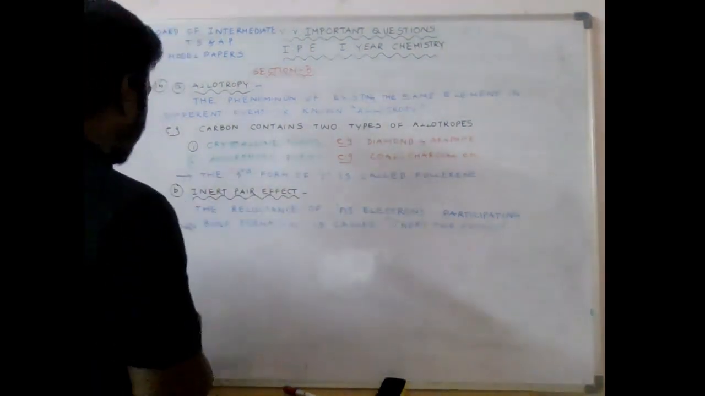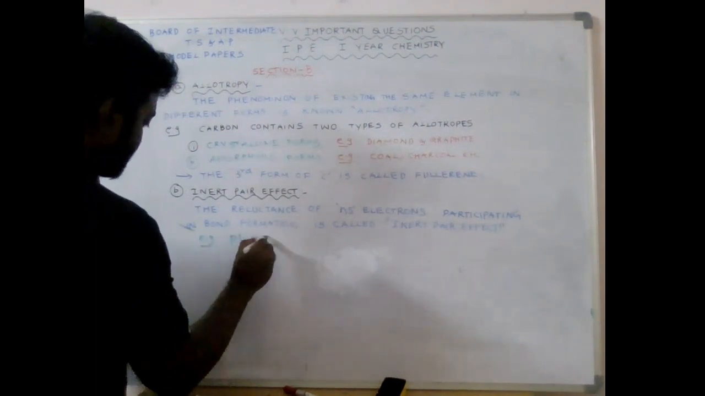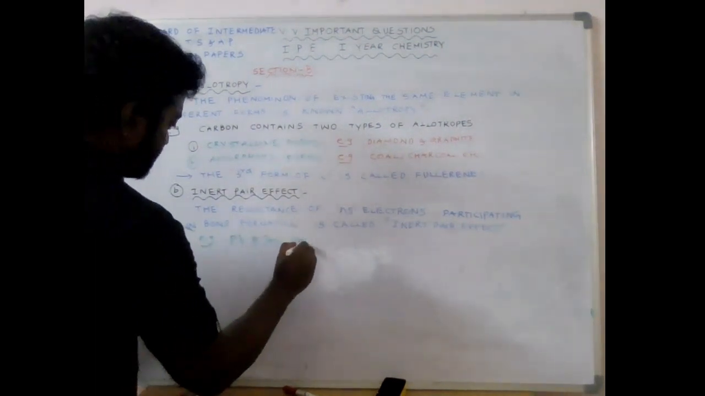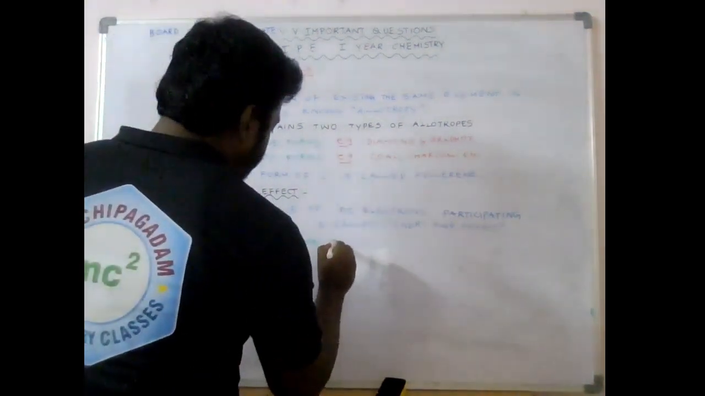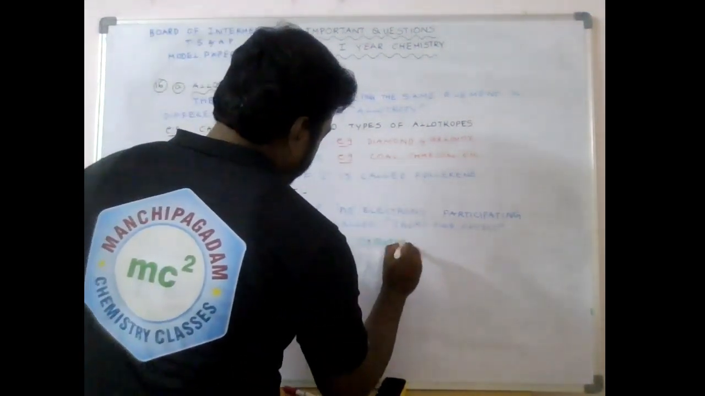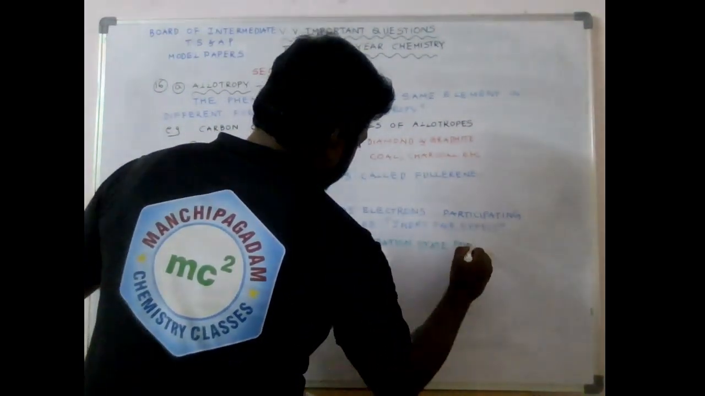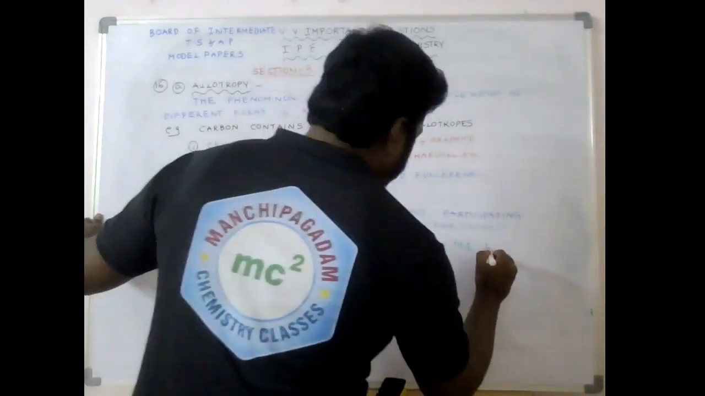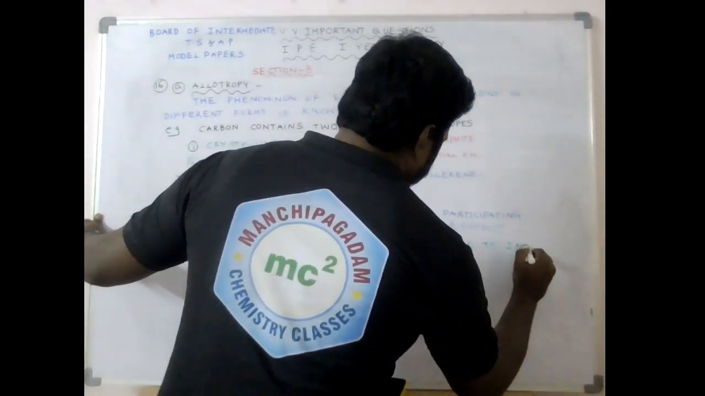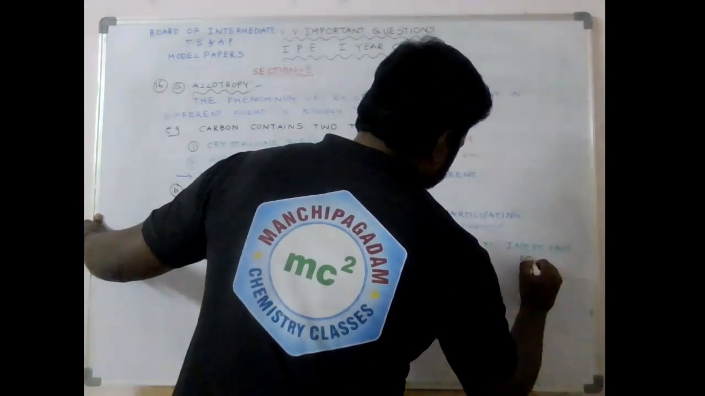Okay, so for example, you can write that lead and tin show +2 oxidation state. Due to what? Due to the inert pair effect.